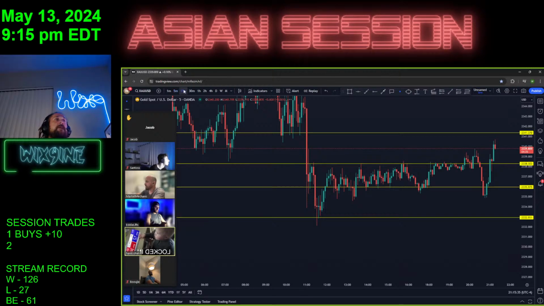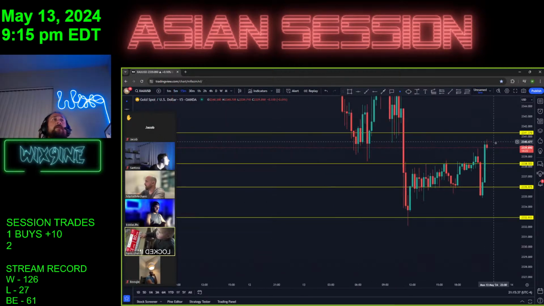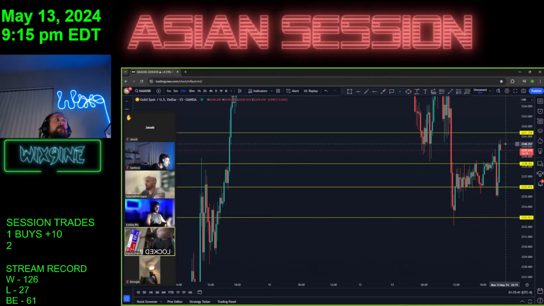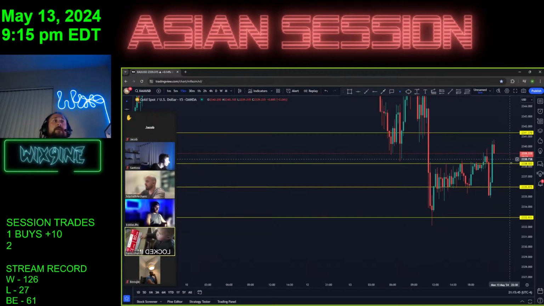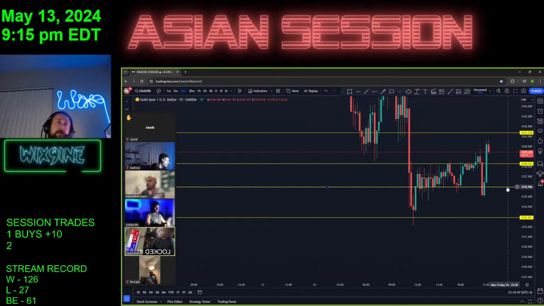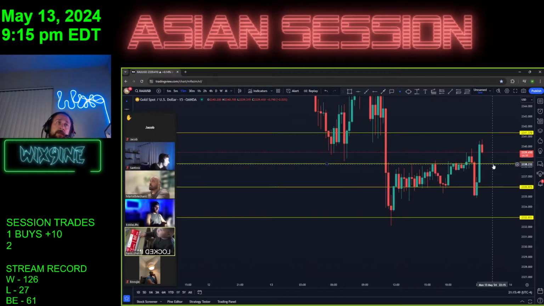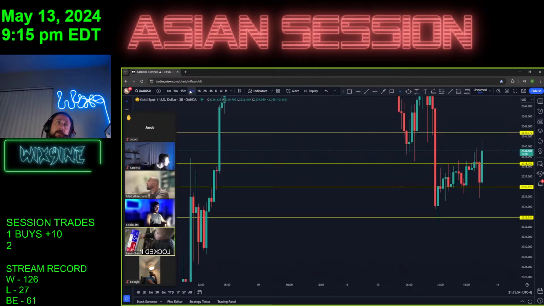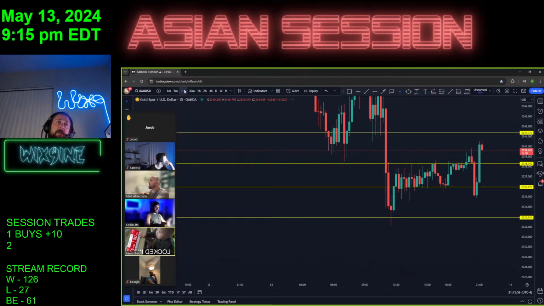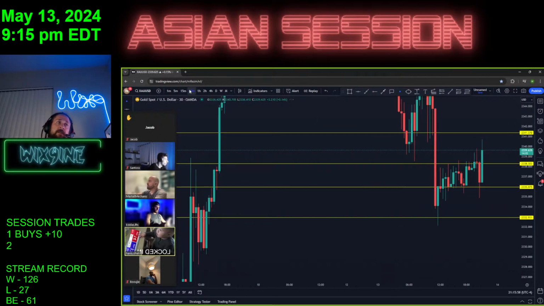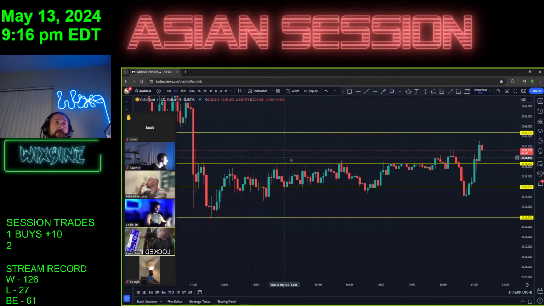Yeah, I think if, because look, the 15's closed respecting this area, 2340. If we're able to close back in range below 38 on the 15, we might have sells off the rip. It depends where we close right now.